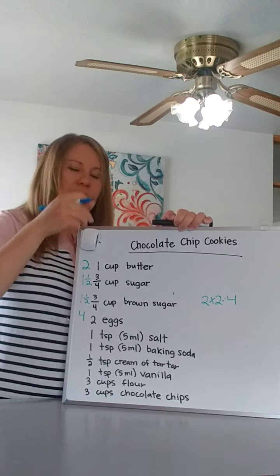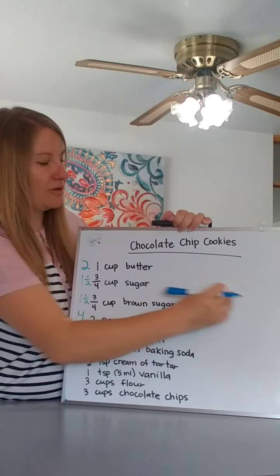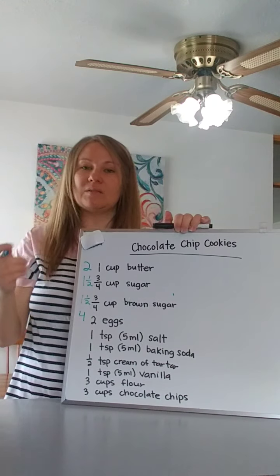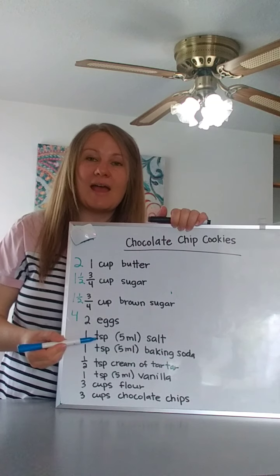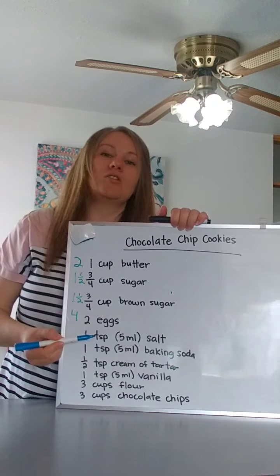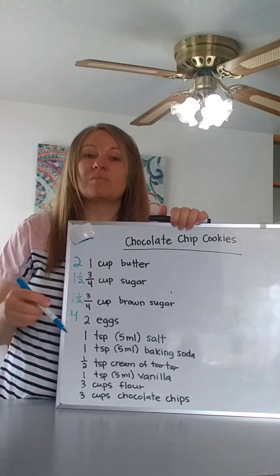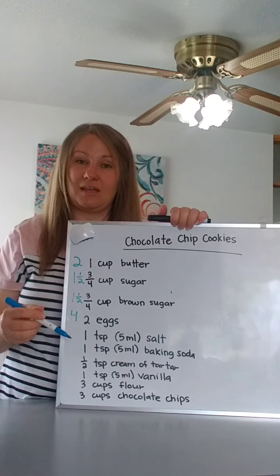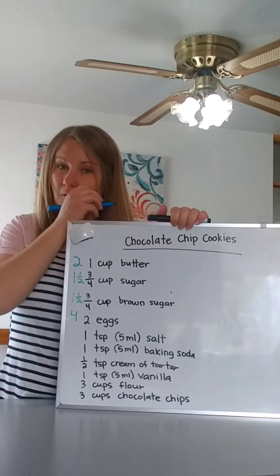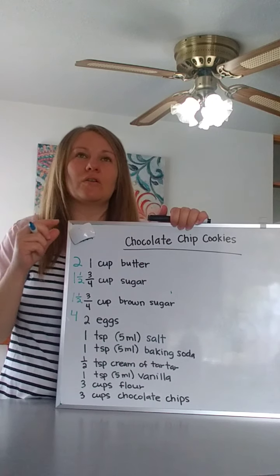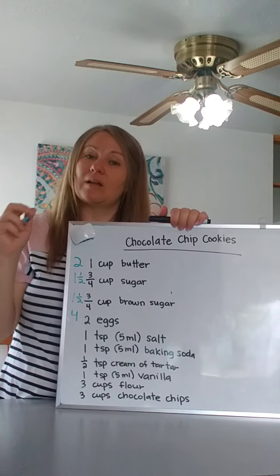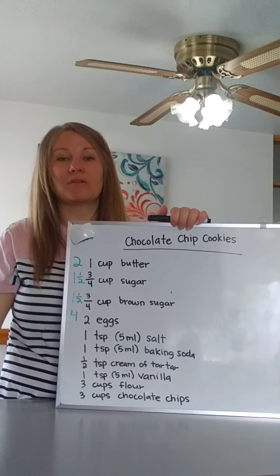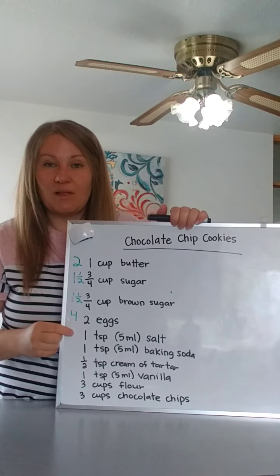Now I need 1 teaspoon. Now we've also been learning milliliters. So 1 teaspoon, and I wrote it right here small next to it, is equivalent to 5 milliliters. So a milliliter, to give you an example of how small it is, there's 5 of them in a teaspoon. Now a teaspoon is a very small amount, but I wanted us to practice multiplying and adding those.